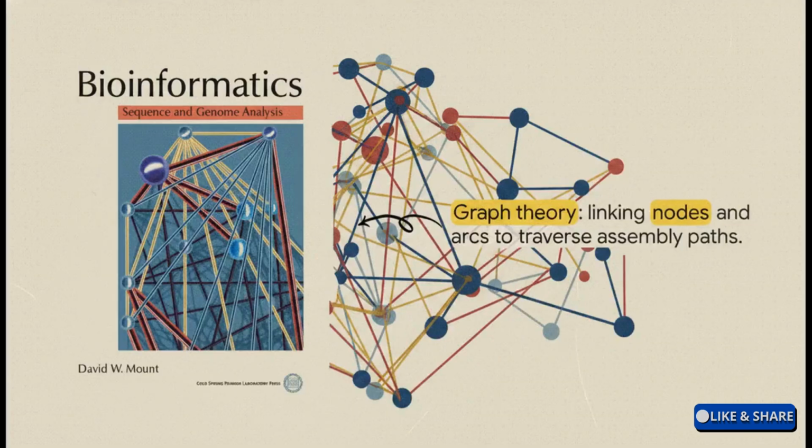Now, under the hood, we lean heavily on graph theory to pull this off. It's actually a pretty brilliant system. By connecting nodes, which represent our short sequence fragments, with arcs that represent the overlaps between them, we can smoothly calculate and traverse the paths through this incredibly complex network. This lets us start lining up all those fragmented sequences right back into their correct original biological order.